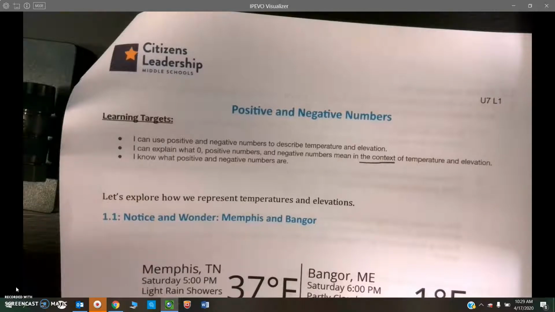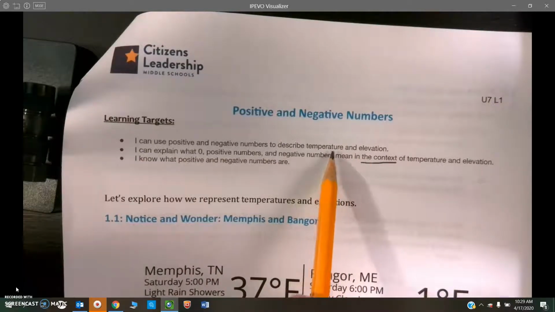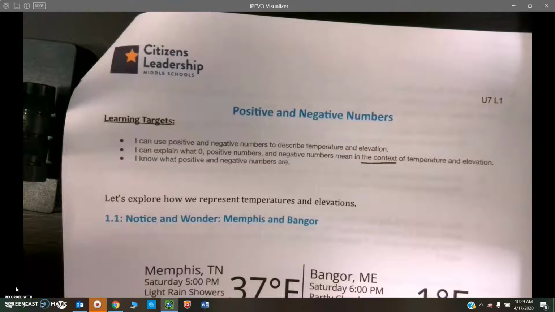So we have 3 learning targets. Number 1, I can use positive and negative numbers to describe temperature and elevation. So those are going to be the 2 kind of contexts that we'll be talking about negative numbers in today. I can explain what 0, positive numbers, and negative numbers mean in the context. Once again, there's that word context of temperature and elevation. And third, I know what positive and negative numbers are.